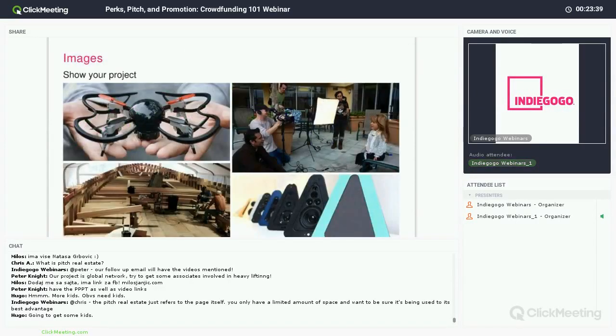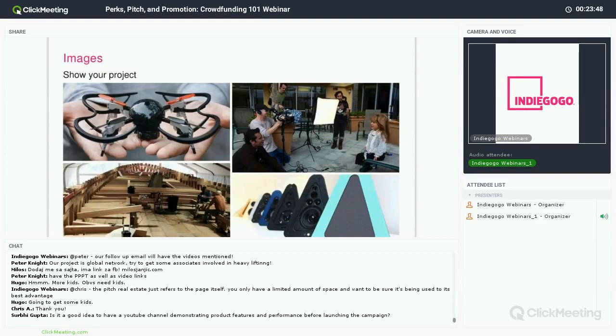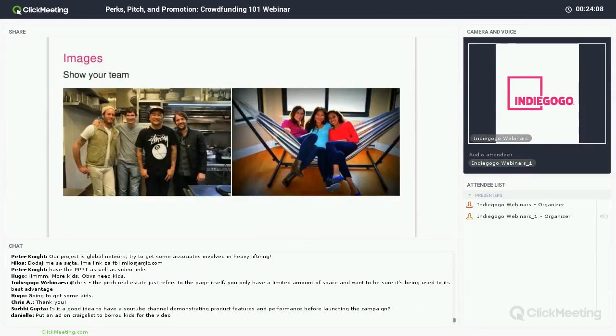And so these are just some other examples of things that we recommend. Throughout your campaign page, you want to make sure that you show your project, whether you're doing a product launch, a theater production, writing a book, or working for a nonprofit, whatever it is that you're trying to do. You want to show images of the product, of the project, of the process. People want to understand and see into what you're doing. So make sure you show what you're doing.